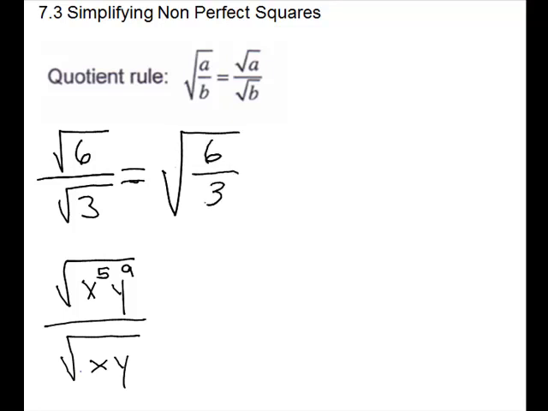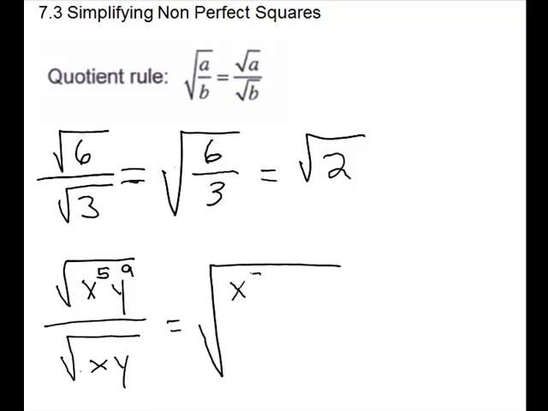6 over 3. Simplify. 3 will go into 6 2 times. So we have square root of 2. And that is simplified form. We'll do the same with these variables. We'll put it back as one radical. And we can just work on the inside.